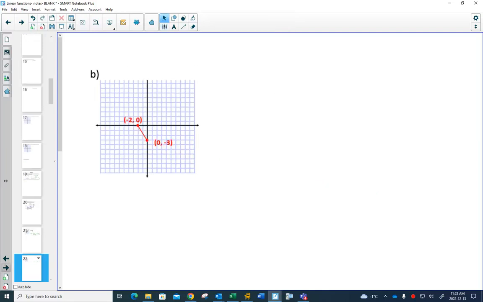Can you see this one? We're going over 2, down 3. So the rise is down 3, the run is 2. Now if I measure these lengths, this length is 3, this length is 2, how do I know that my slope needs to be negative? Well, one, it's going down from left to right. So anytime you're going down from left to right, your slope is negative.